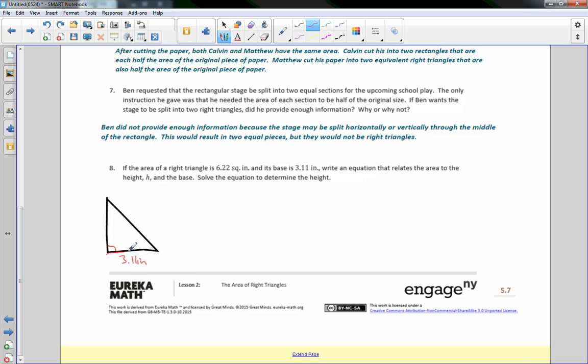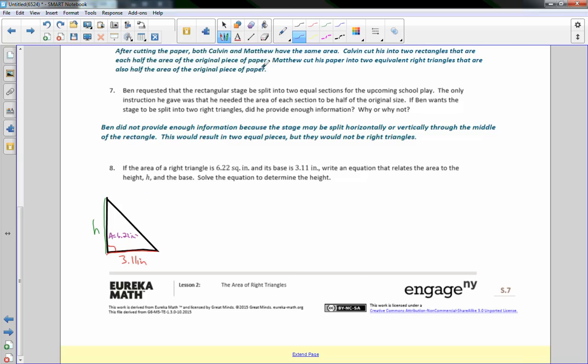All right, so first thing we should always do is draw a diagram. So here is our right triangle. The area of the right triangle is 6.22 square inches and its base is 3.11 inches. So this is what we know. 3.11 inches is the base, and it says write an equation that relates the area to the height and the base and solve to determine the height. So that's what we need. We know that the area is 6.22 square inches.